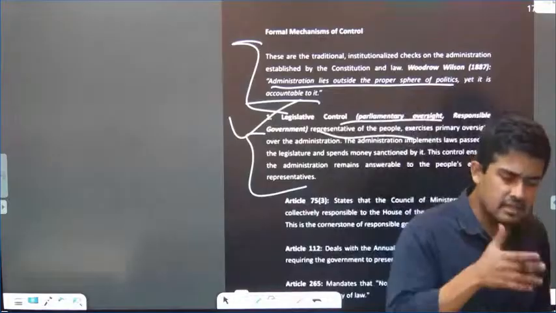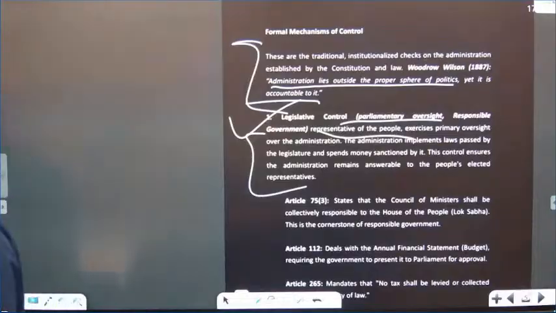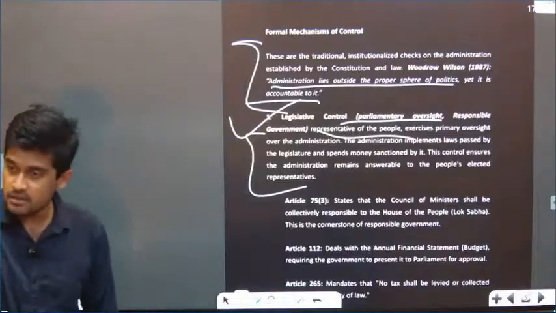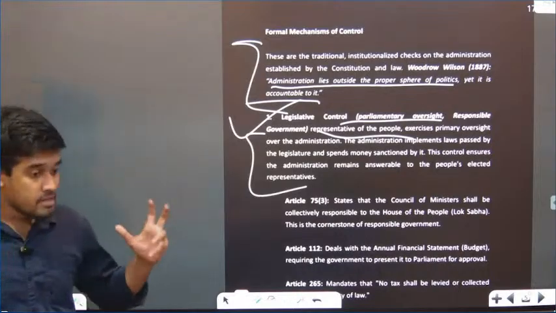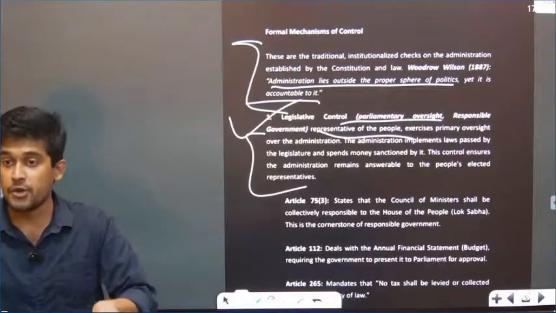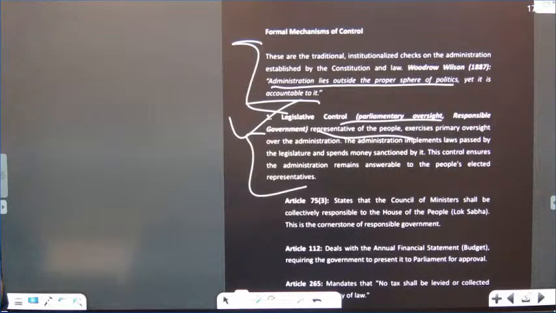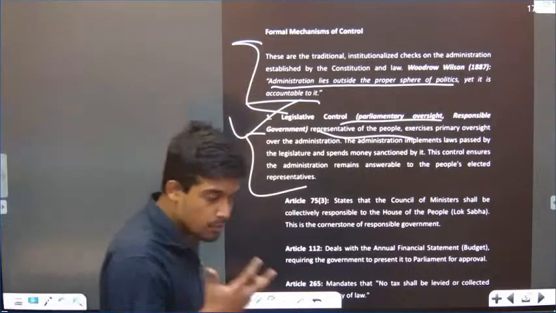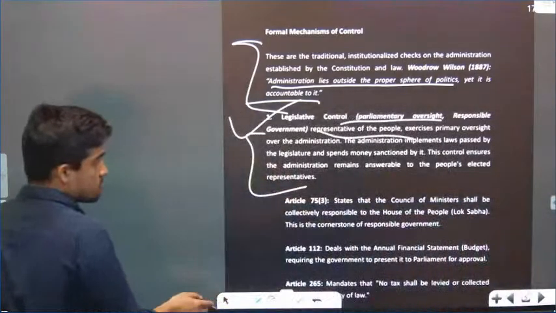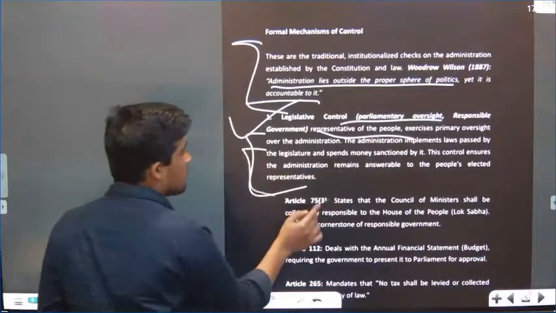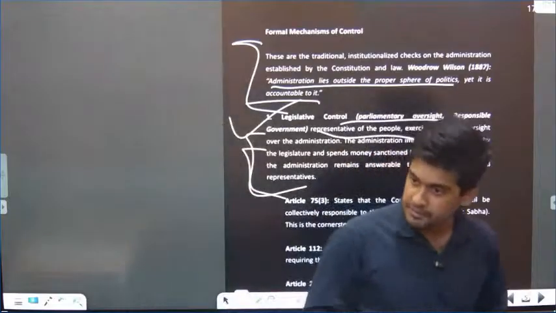For example, any law that the parliament is making, that law is being implemented by the administration, the permanent executive, and the legislature keeps a check on it, on whether that work is going on or not. What happened in the last 3 months or between sessions, whether the work has been carried out fine or not. That is what the legislature checks. This control ensures that the administration remains answerable to the people's elected representatives. Okay.